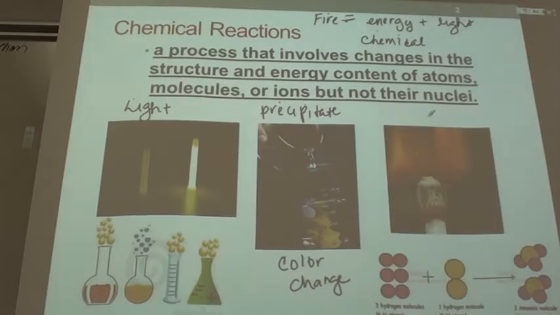Okay, what is this depicting? What evidence is this? Burning. A change.